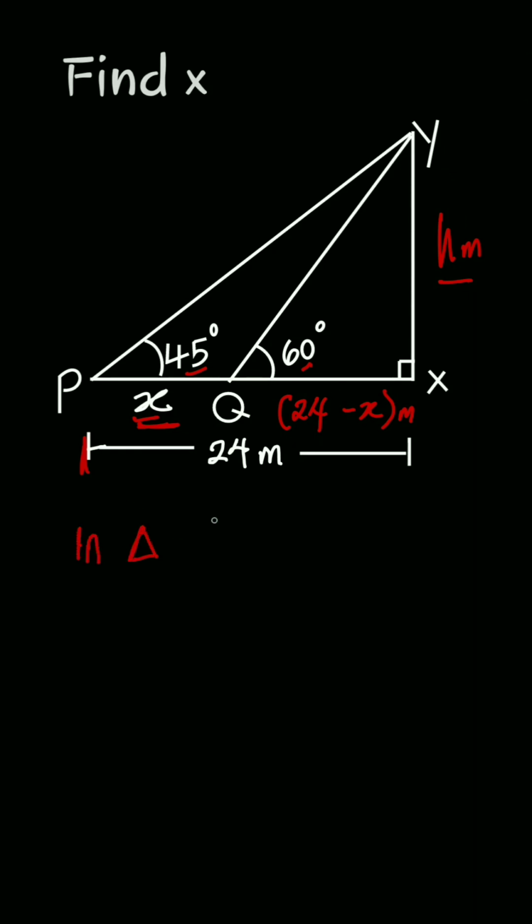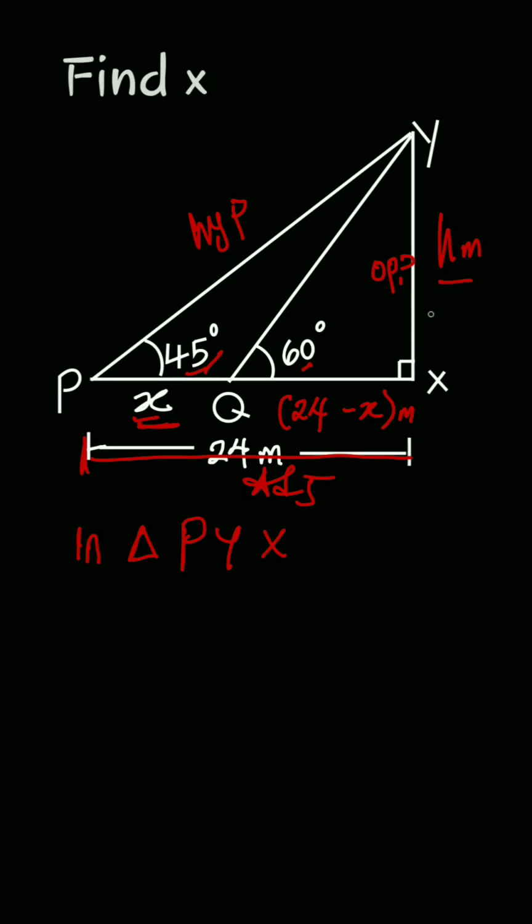So I say in triangle PYX, this is the included angle given to us, 45 degrees. We know the entire length of PX to be 24 meters. So YX is going to be the opposite. PY is the hypotenuse side, and the adjacent side is PX, which is 24 meters. So we have the value of the adjacent, which is 24. We're looking for the value of h, and that's the opposite.